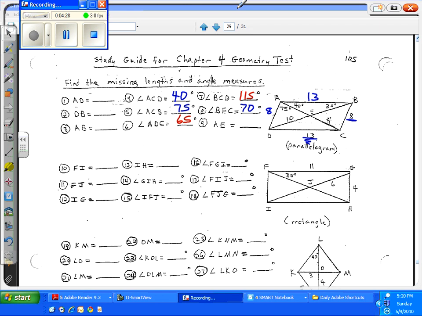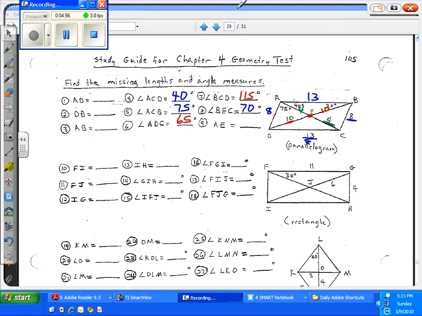We also know that the diagonals bisect each other. So point E is the midpoint of both diagonals. So if this half of the diagonal BD is 10, then the other half of diagonal BD is 10. Therefore, the entire diagonal BD is 20. If this half of diagonal AC is 4, then the other half of diagonal AC is 4, making the entire diagonal AC 8.